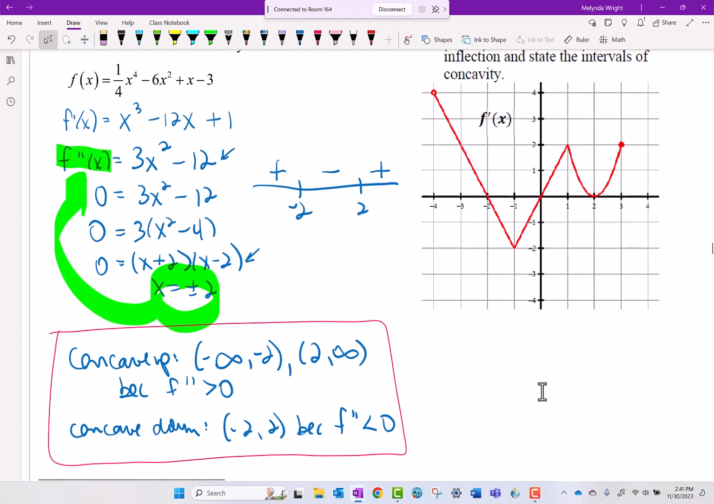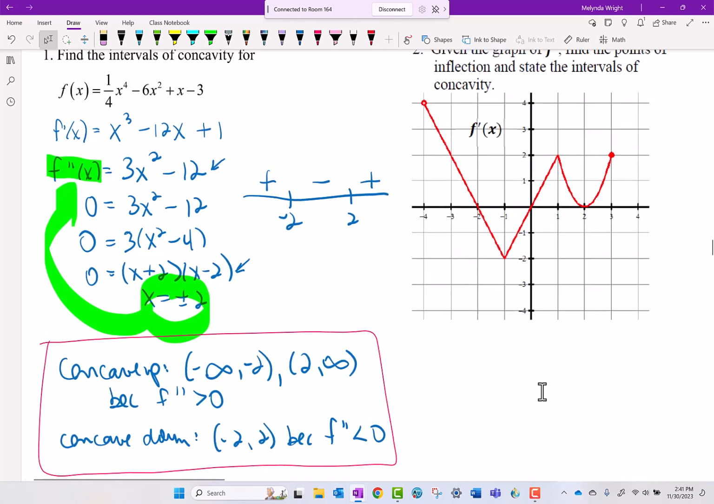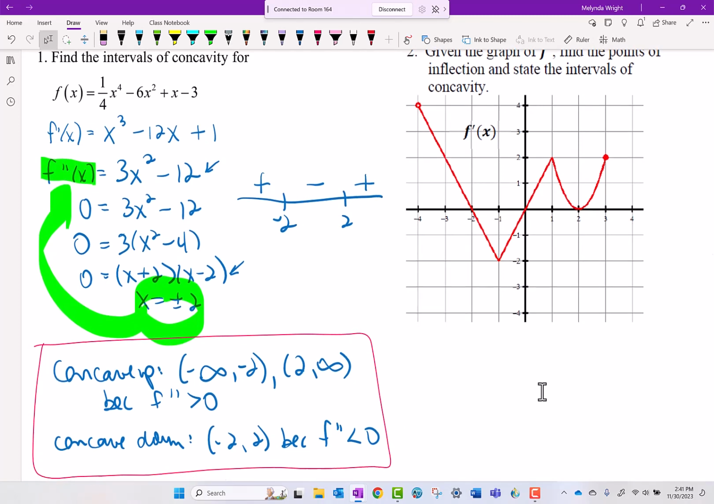Okay, so that was using a function, finding the second derivative, using the test for concavity. This is my favorite one. All right, now let's investigate different situations where we really don't have a choice. On this first one, we really had a choice. I could have done either one. But on number 2, I don't really have a choice.